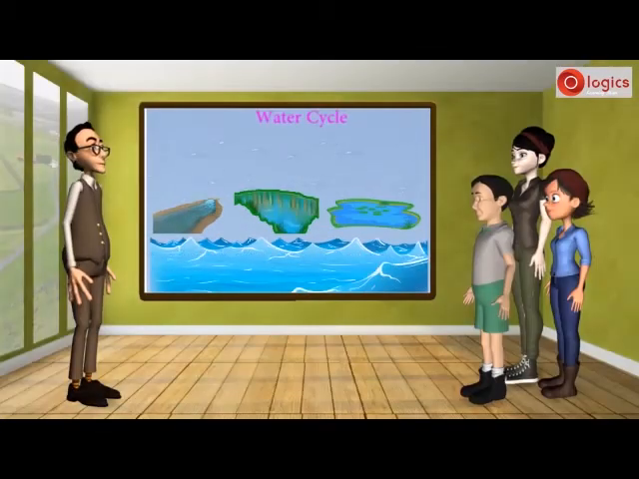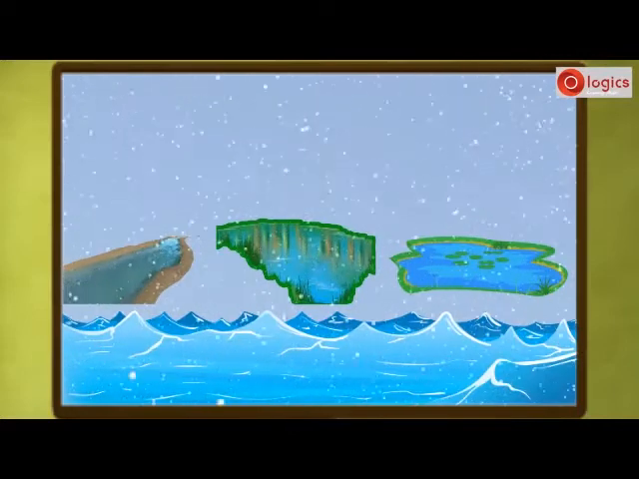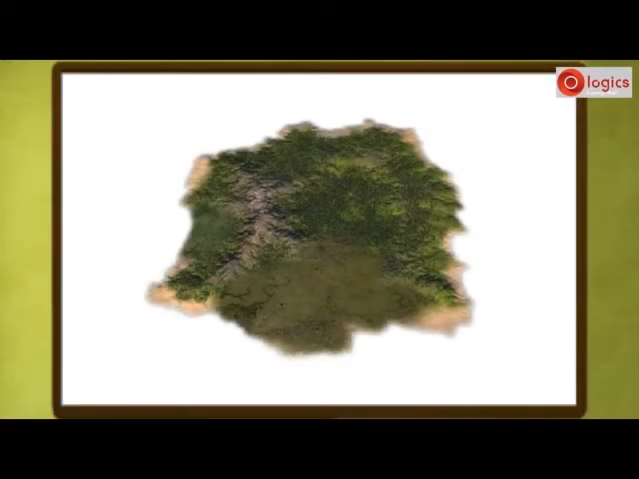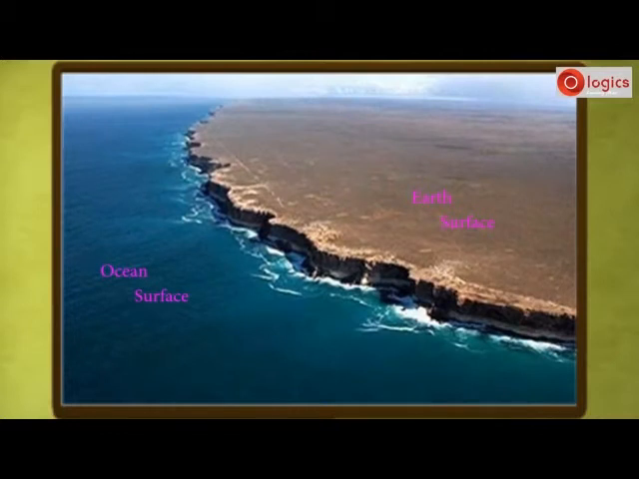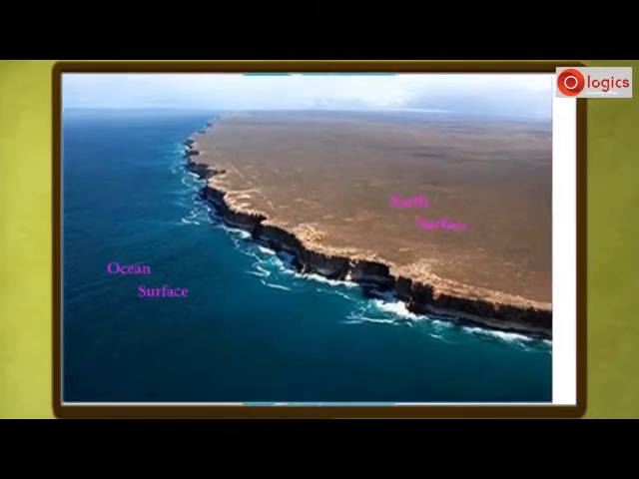Children, tell me, what happens to the water that rain and snow bring to different regions of Earth? Let's see different regions of Earth. Let us say this is the Earth and it is surrounded by oceans. And the level of the Earth's surface is higher than the ocean. That is the reason we are able to survive on Earth without drowning.